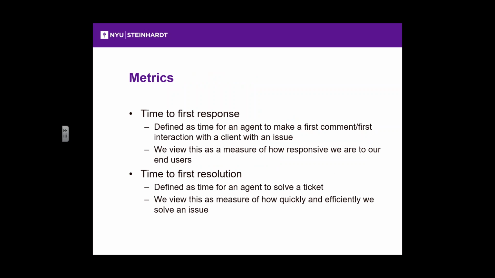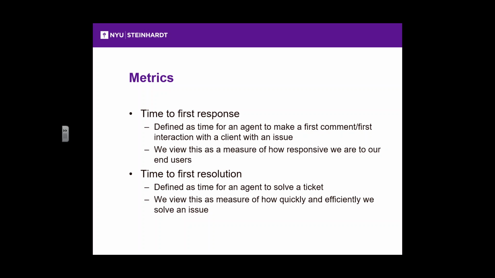Another thing you will hear me talk about throughout this presentation are the metrics that we use for measuring the effectiveness of our help desk. We use two specific metrics. The first metric is time to first response. This is defined as the time it takes for an agent to make the first comment, first interaction with a client on the issue. We view this as a measure of how responsive we are for our end users. And then secondly, we use time to first resolution, which is defined as the time it takes an agent to solve a ticket. We view this as a measure of how quickly and efficiently we can solve an issue.